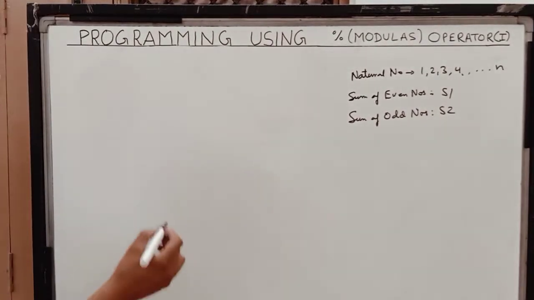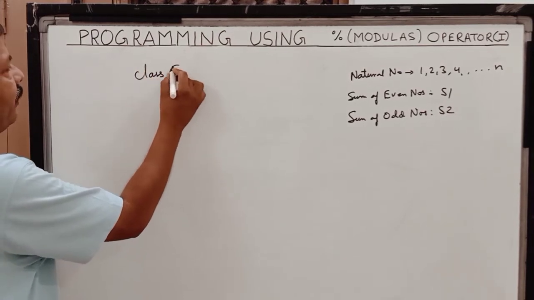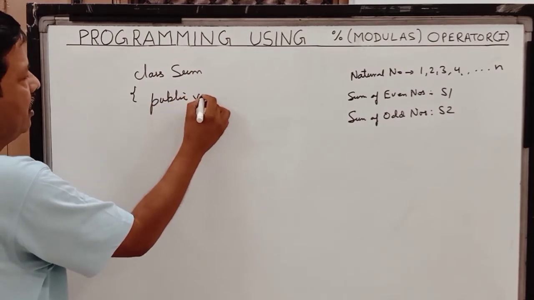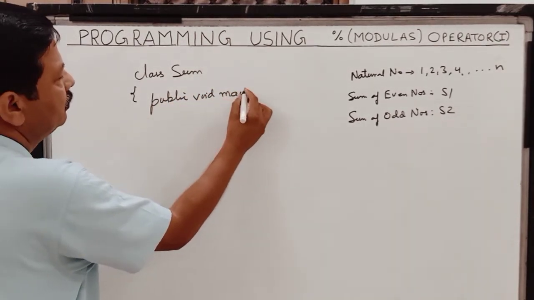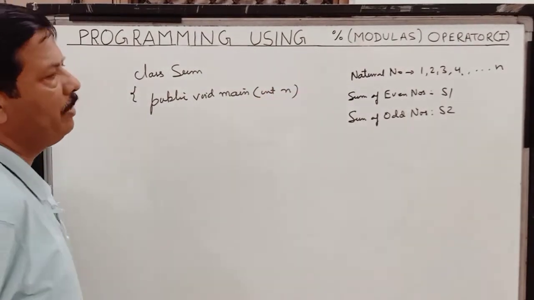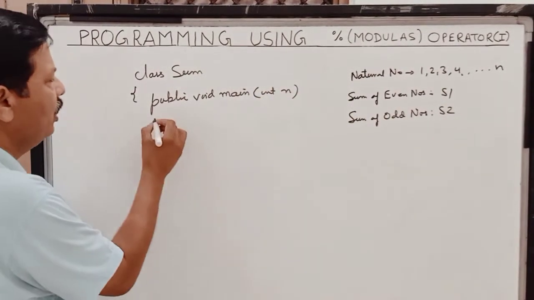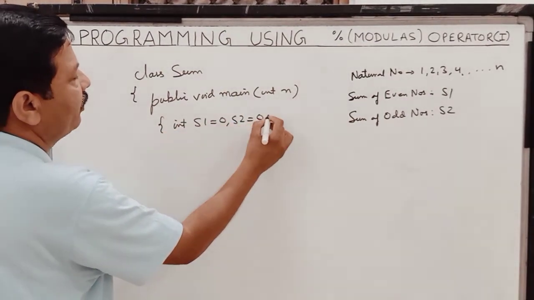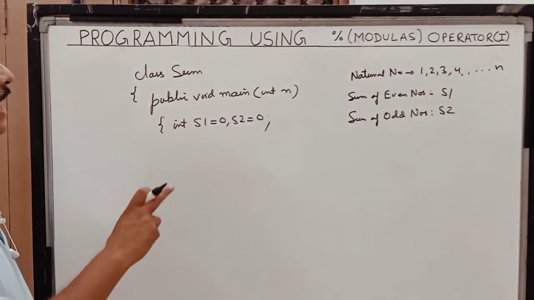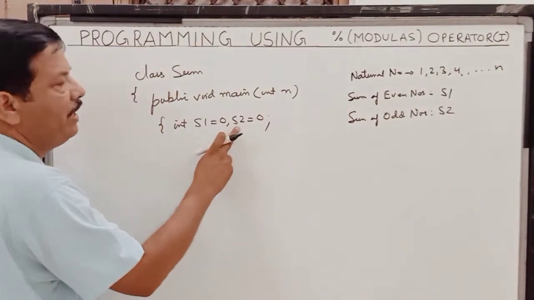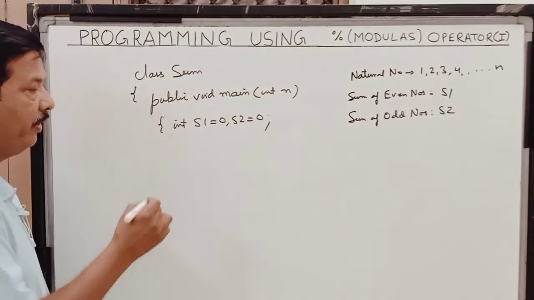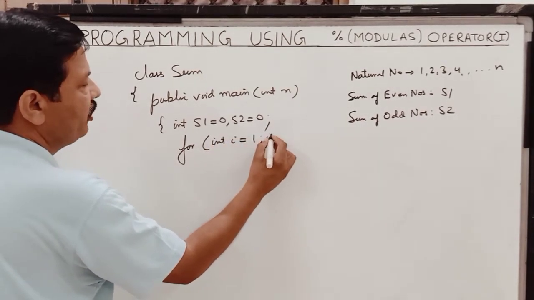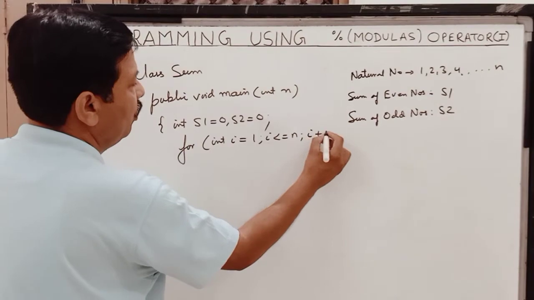So children, here we say class sum, and here I will input one number n because my natural numbers are from 1 to n. Now children, for finding out the sum, I am initializing two variables S1 and S2, as 0. In S1 I am going to store all my even numbers. In S2 I am going to store all my odd numbers. Now to generate all the odd numbers, I am creating a loop from 1 to n.